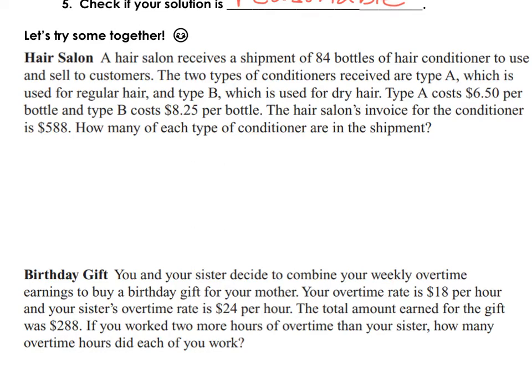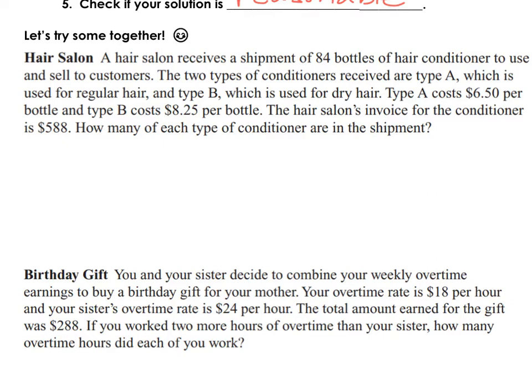It says type A costs $6.50 per bottle, and type B costs $8.25 per bottle. The hair salon's invoice for the conditioner is $588. An invoice is just what they're going to pay total for all of their merchandise. How many of each type of conditioner are in the shipment?